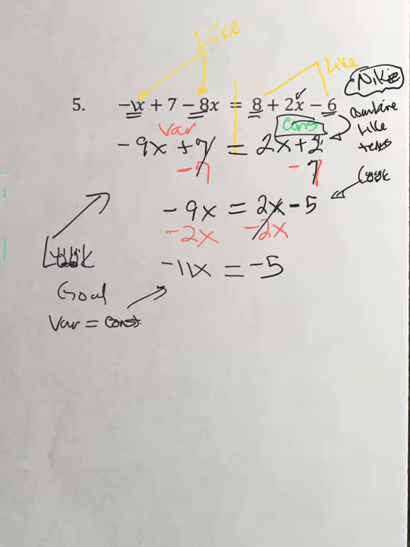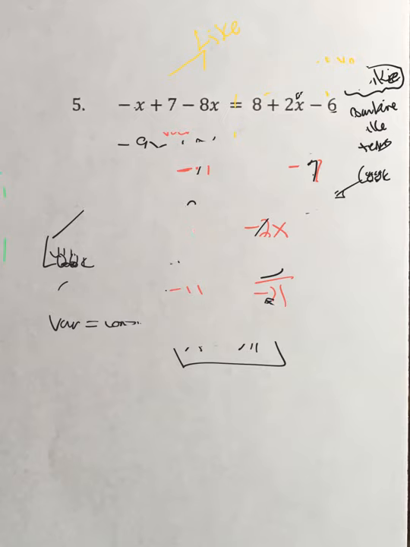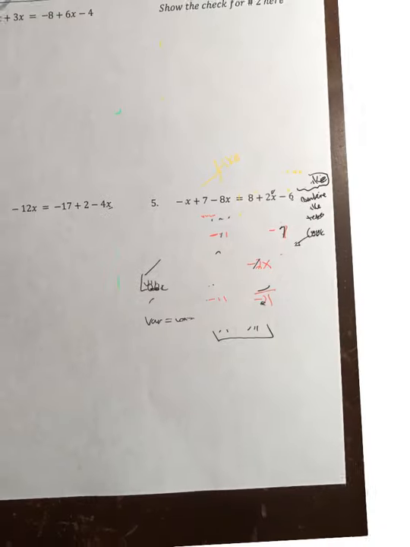And then I can undo multiplying by a negative 11 by dividing by a negative 11. And then a negative divided by a negative is a positive. So that's going to be 5 11ths is my final answer. And then just leave it. I don't want it as a decimal. Just leave it as a fraction and just make sure it can't be reduced. I think that's it. I don't think there's another one.